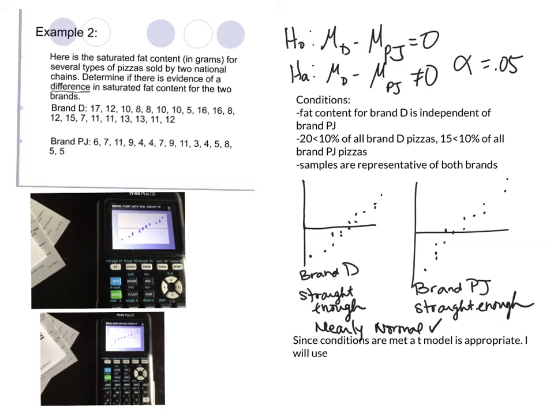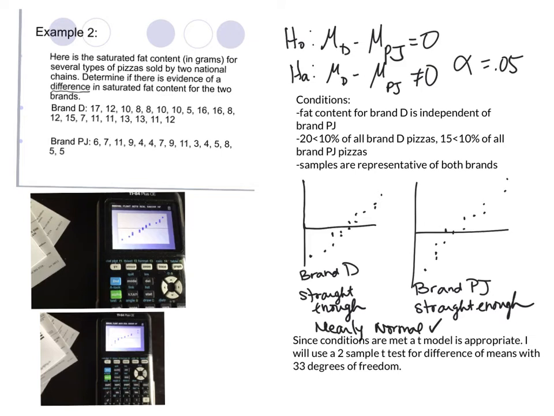I will use a two-sample t-test for difference of means, because we're taking two means and comparing them, subtracting them. We have 20 and 15, so that's 35 minus 2, which is 33 degrees of freedom. Okay, and so then we can now do our test, and I'm going to go to a new page for that.